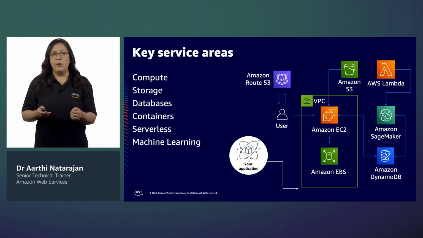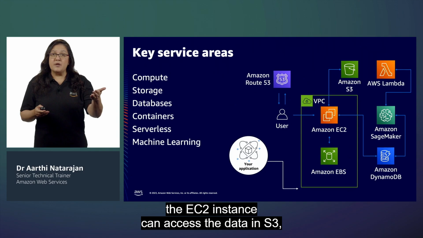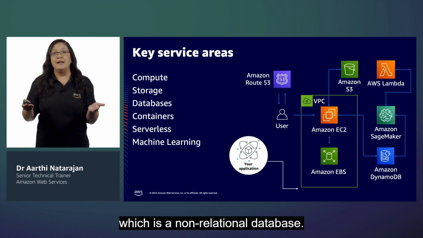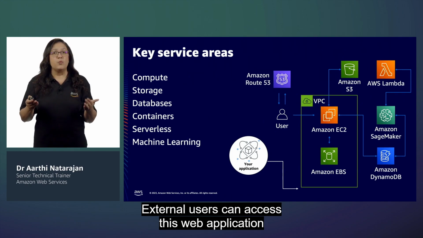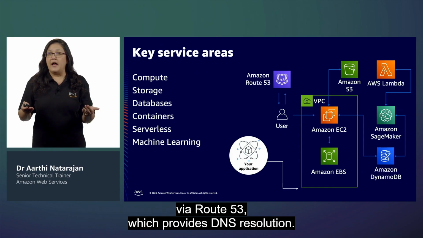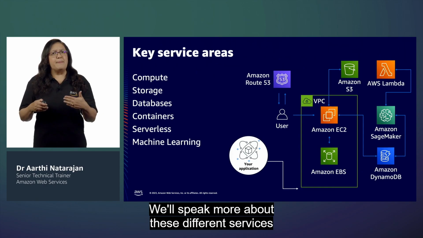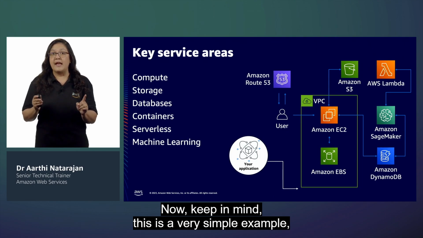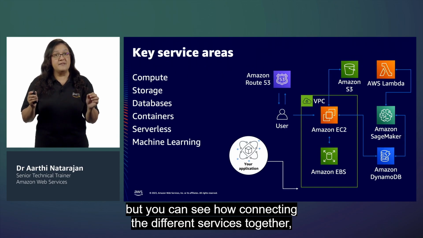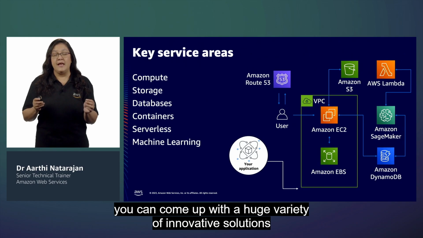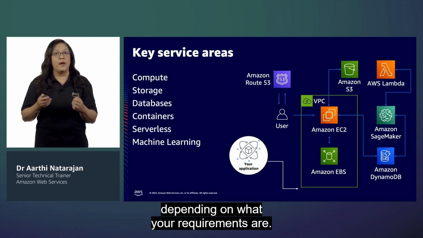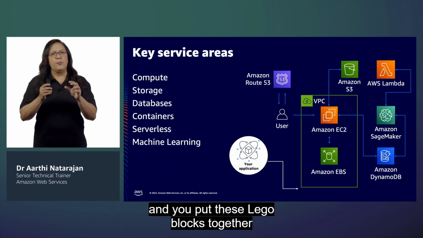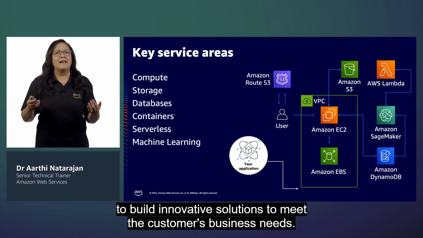As far as data sources go, the EC2 instance can access the data in S3, which we said before is an object storage, or DynamoDB, which is a non-relational database. External users can access this web application via Route 53, which provides DNS resolution. We'll speak more about these different services in the upcoming modules. Now keep in mind, this is a very simple example, but you can see how connecting the different services together, you can come up with a huge variety of innovative solutions depending on what your requirements are. I like to think of individual AWS services as Lego blocks, and you put these Lego blocks together to build innovative solutions to meet the customer's business needs.